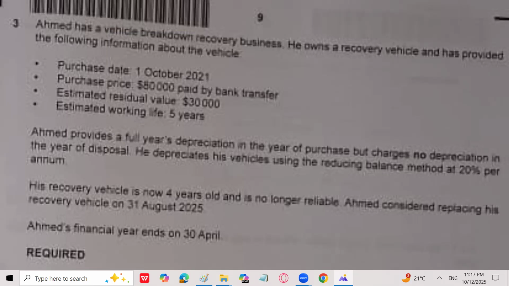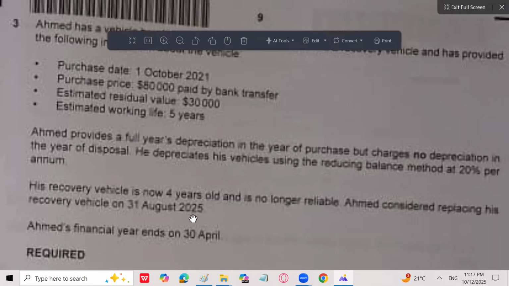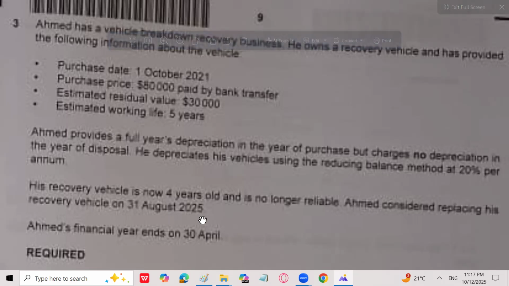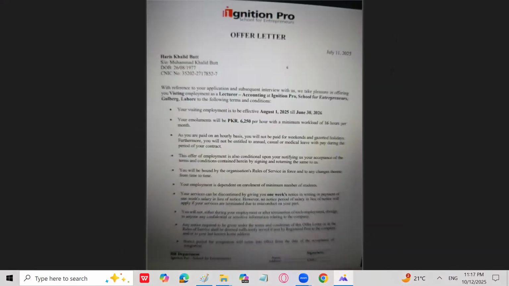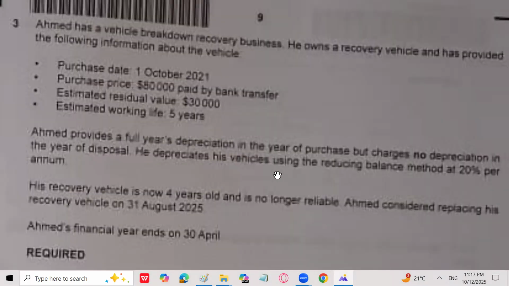21 to 22, 22 to 23, 23 to 24, 24 to 25. After 30th April 2025, it has been sold on 31st August, right? 2025, it has been replaced or sold on 31st August. So replacing a vehicle is not generally a part of our syllabus, but as it is given in the question, we have no other choice. We have to solve it that way.